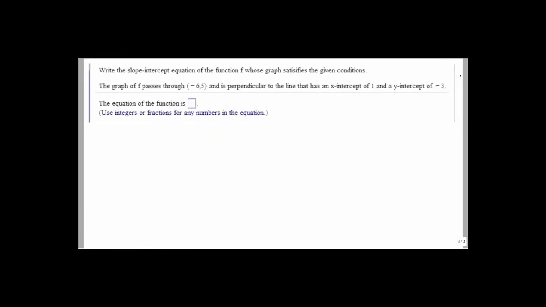Okay, so let's have a look here. It says write the slope-intercept equation of the function. So here, we see this word function. Make sure you include in our answer f of x equals, before we're done. Slope-intercept, y equal mx plus b, whose graph satisfies the given conditions. It goes through the point negative 6, 5, and it's perpendicular to the line that has an x-intercept of 1.